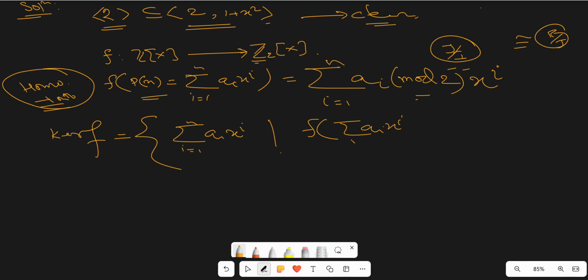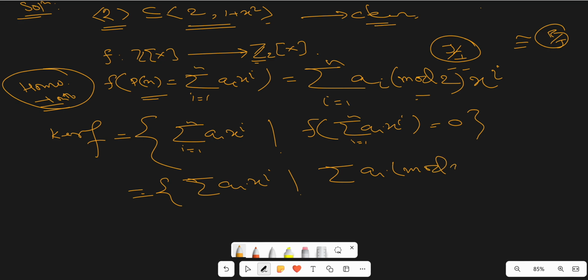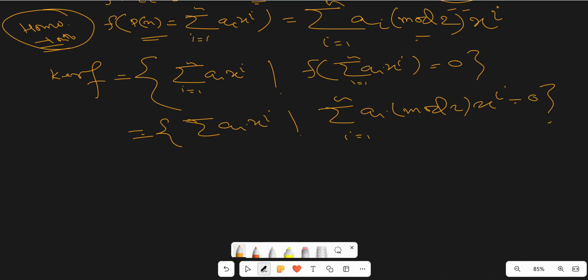What is the 0 element? i from 1 to n, the 0 element is 0. What is that? This is actually all those a_i x^i or p(x), such that the summation of (a_i mod 2) x^i, i from 1 to n, is 0, right? Can you see? So what is this? I am only collecting all those polynomials which are vanishing in the mod 2 sense.